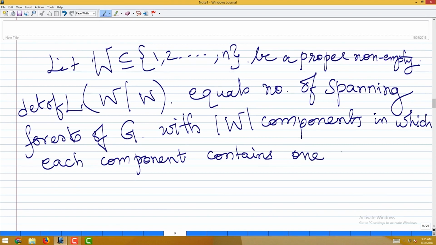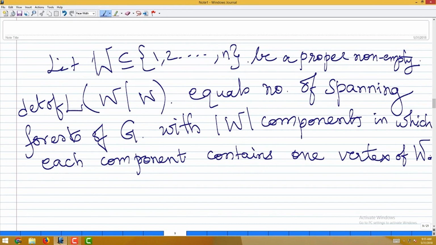contains one vertex, sorry, not edge, one vertex of W. Okay. Each component contains at least one vertex from W, that is it. Okay. So, this is the beauty that we are talking about.